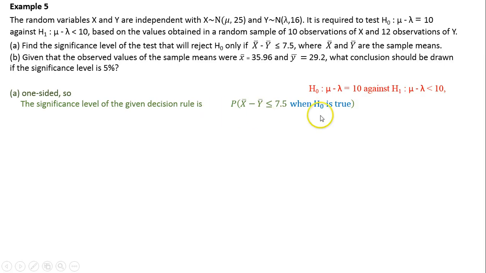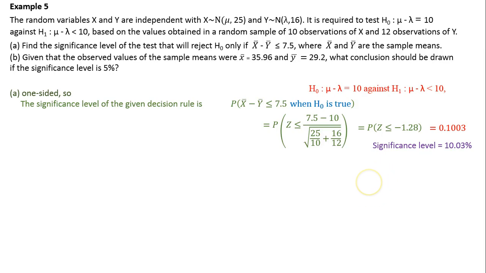We want to test that probability when H0 is true. So 7.5 minus the 10 over the square root of 25 over 10 for the variance of x bar and 16 over 12 for the variance of y bar. Square root of those, so I get z less than or equal to minus 1.28. Looking that up, its probability is 0.1003. So that is the significance level.